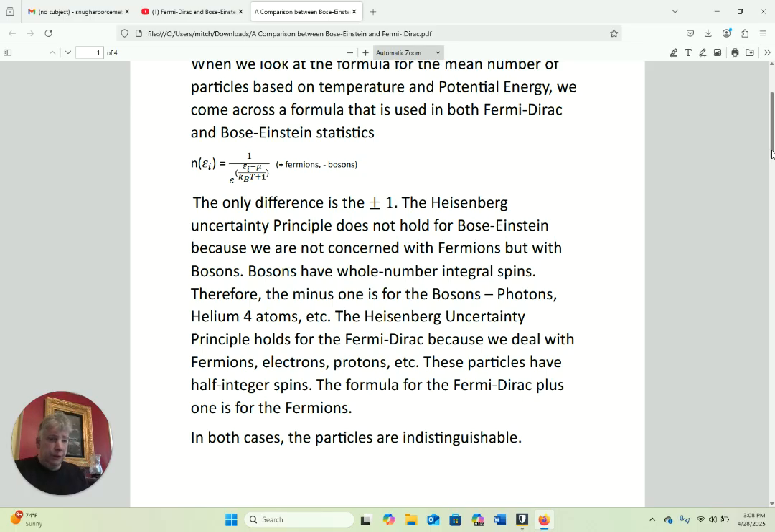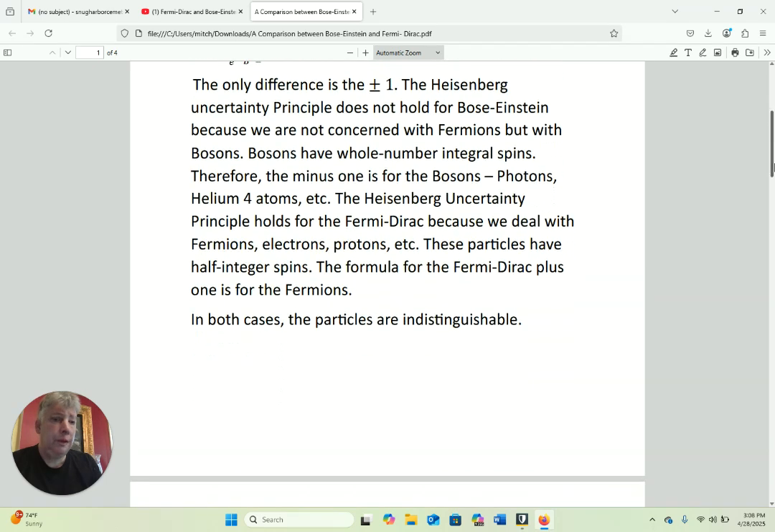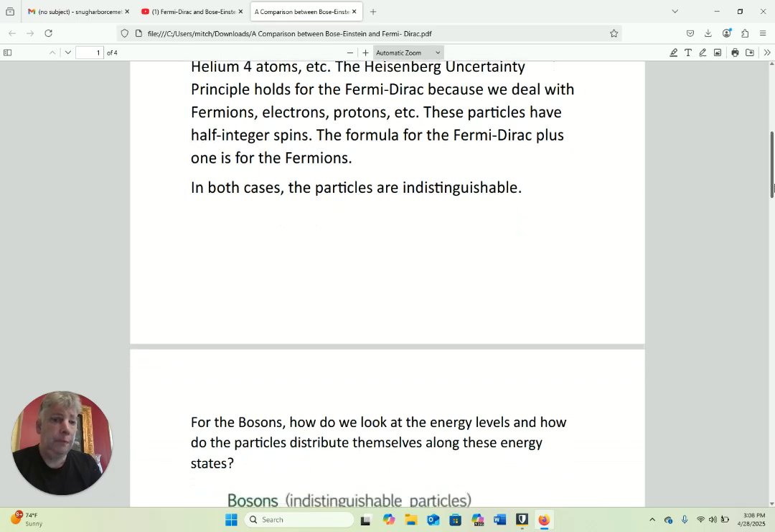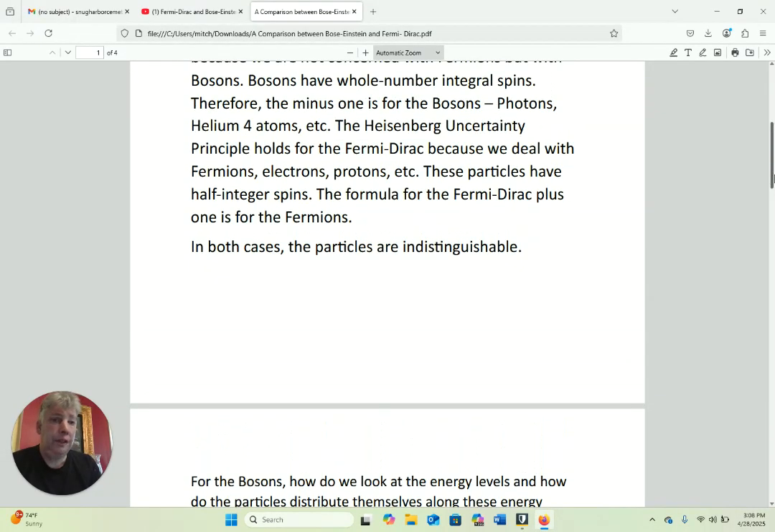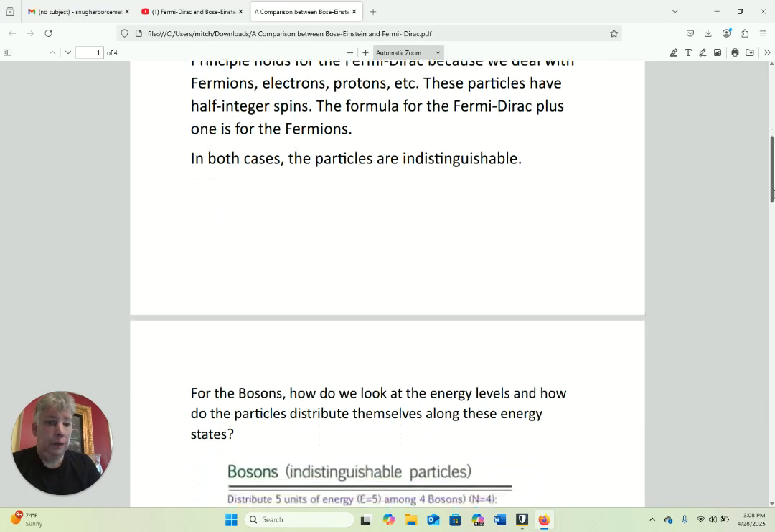Now, what's really neat about this, as we get away from the Maxwell idea, is that these particles are considered indistinguishable. And being indistinguishable, we're cutting down rapidly on the microstates. That's a big deal, and that's how we're going to look at it here.